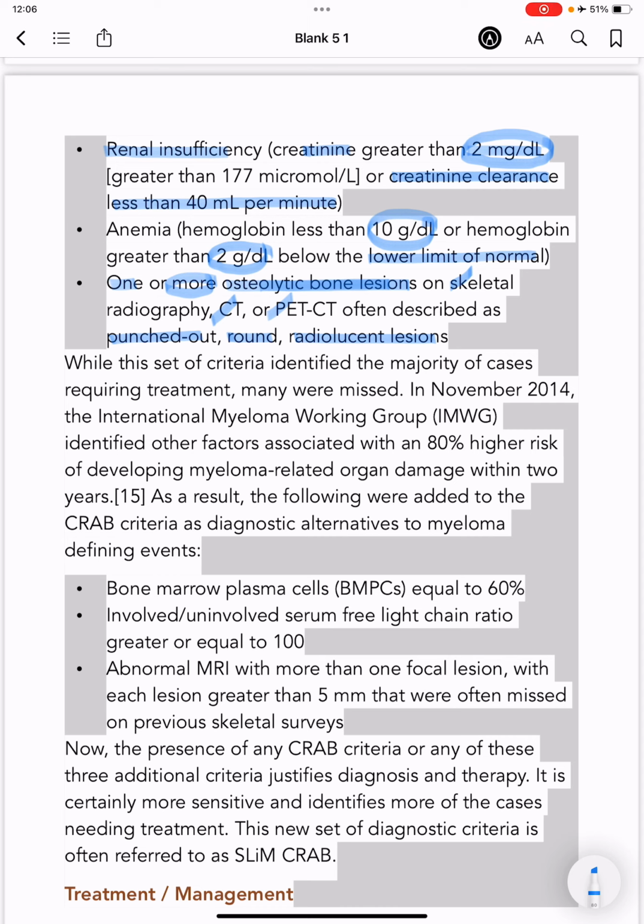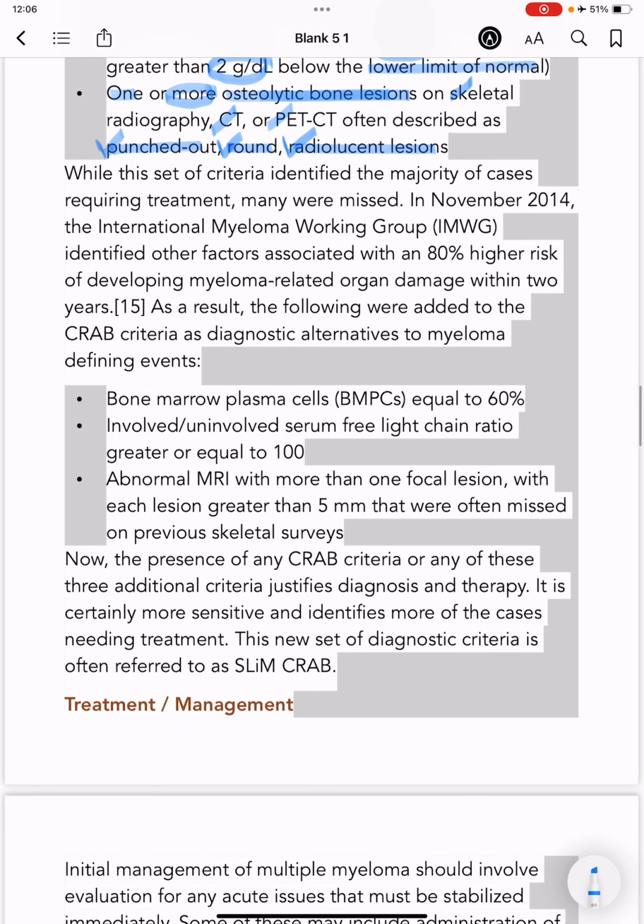So how will the lesions be? Punched out round radiolucent lesions. While this set of CRAB criteria identified the majority of cases requiring treatment, many were missed.